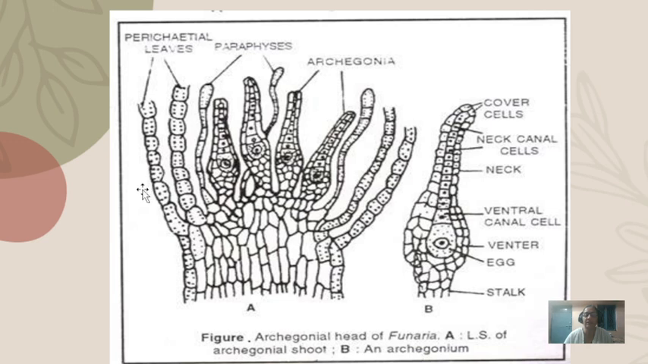This is the structure where on the ventral surface they have perichaetial leaves and the paraphyses, and these are the archegonia, or the female gametophyte, consisting of the neck canal cells, the neck, the ventral canal cell, and the egg.